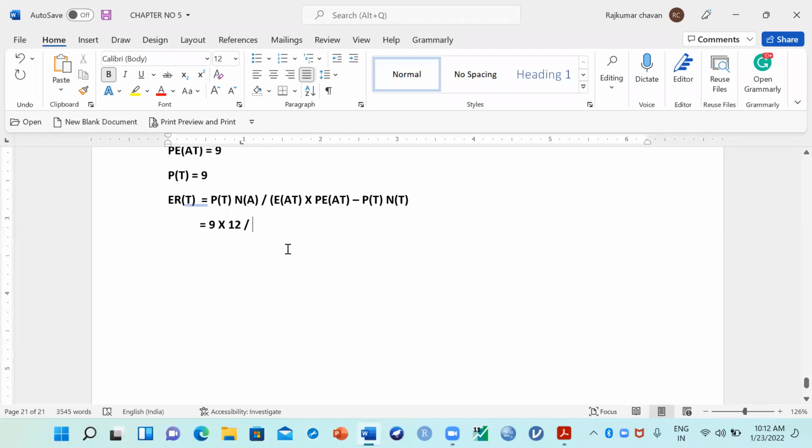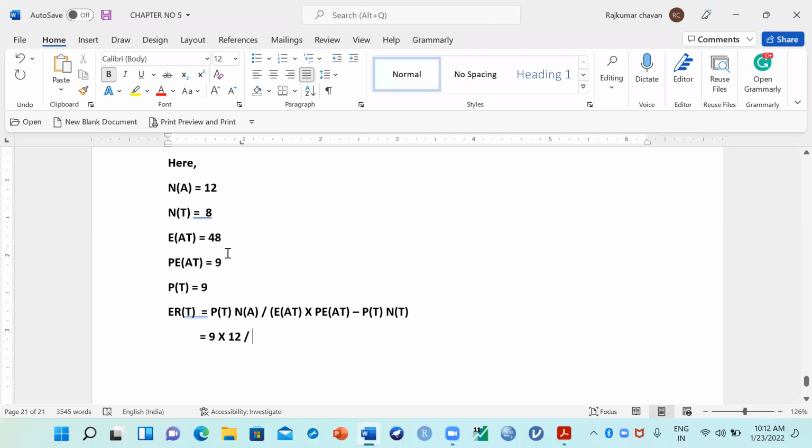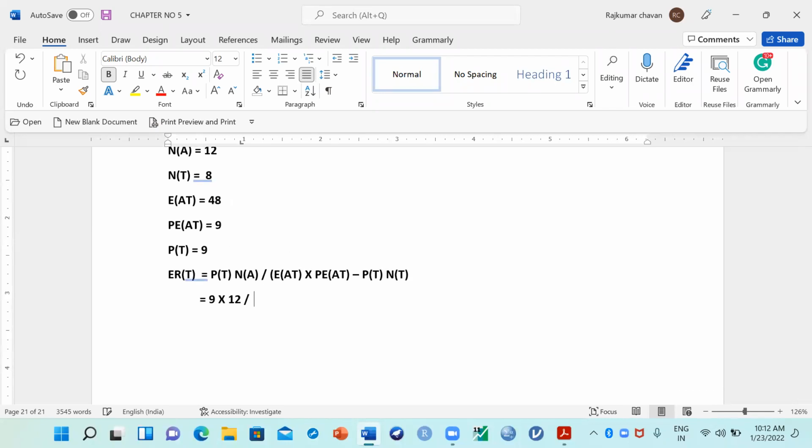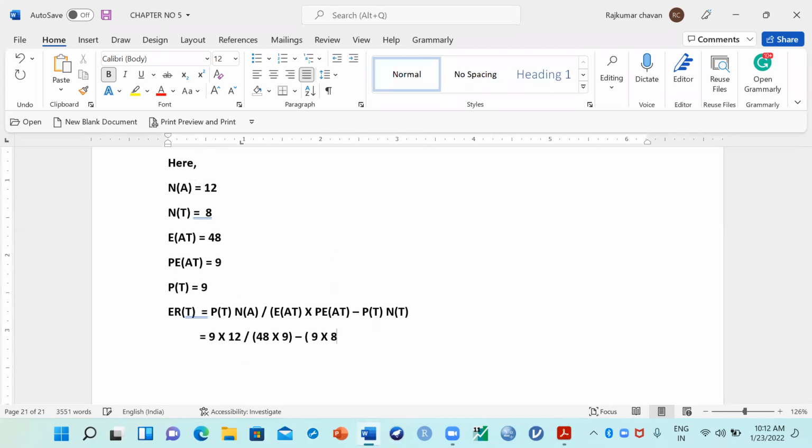Next, here EAT is nothing but how much? They have given 48. So we can say 48 into the price to earning ratio of the merged entity. The PE ratio is also 9 over here. Just close the bracket. Minus. Now here, the price of the target firm is how much? 9, into the number of shares of the target firm. NT is also, here, 8.